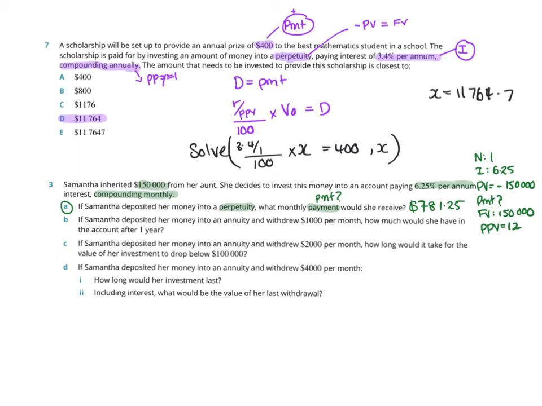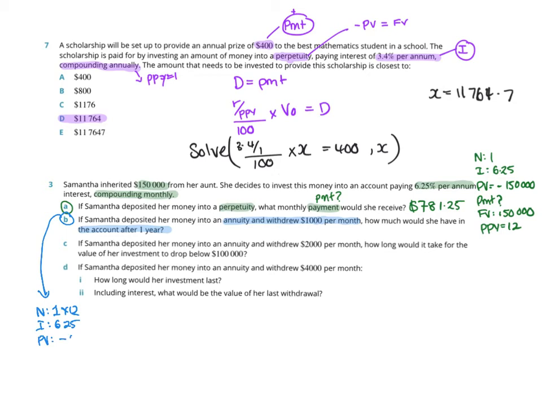If Samantha deposits her money into an annuity, this is different now, and withdraws 1,000 per month, how much would she have in her account after 1 year? Okay, so we've got some different scenario happening here. So I might just do it down here. So N is after 1 year, but it's monthly. Interest rate is still 6.25.